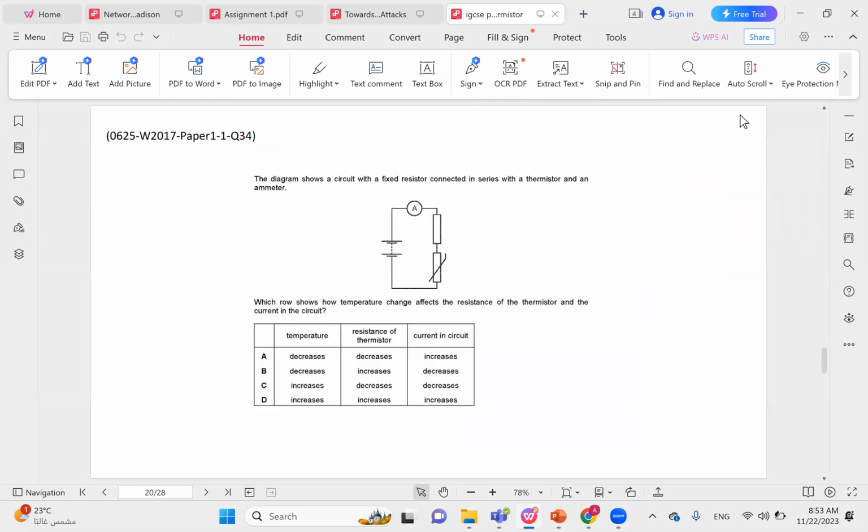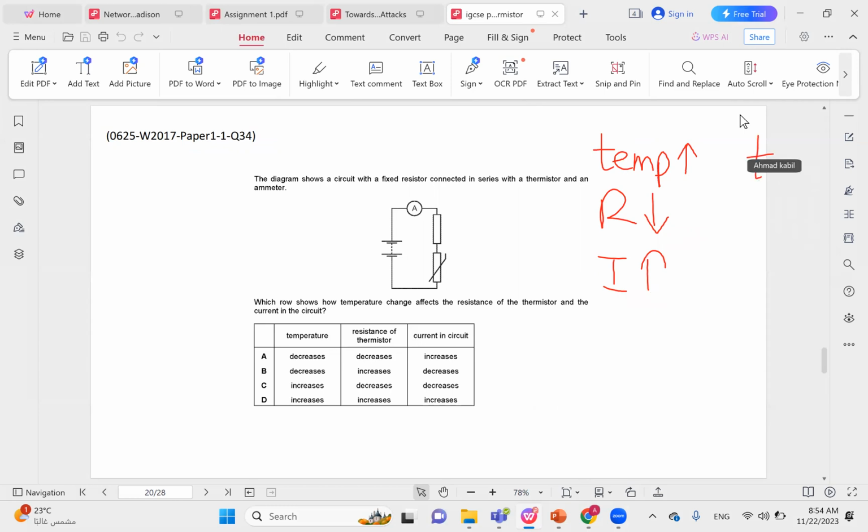The diagram shows a circuit with a fixed resistor connected in series with a thermistor and an ammeter. Which row shows how a temperature change affects the resistance of the thermistor and the current in the circuit? So let's write them down. For temperature increase, resistance decreases, and the current is opposite to the resistance, so it increases.